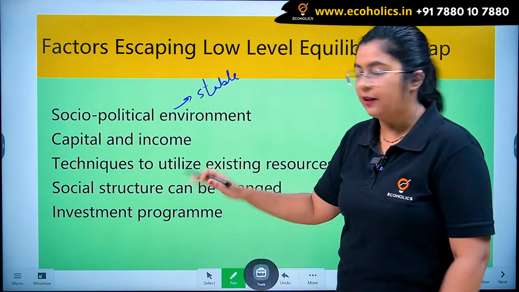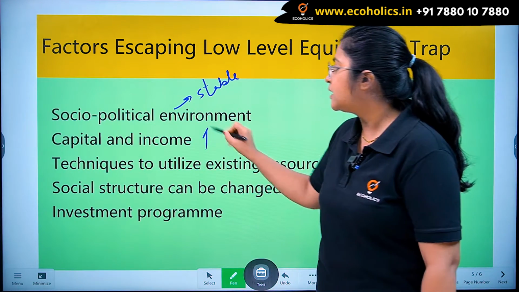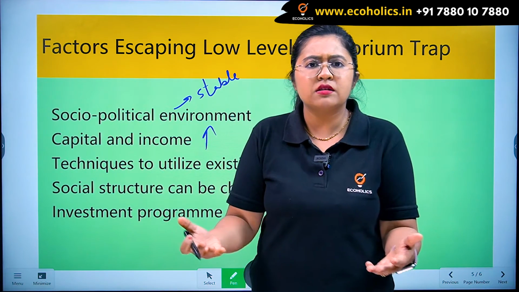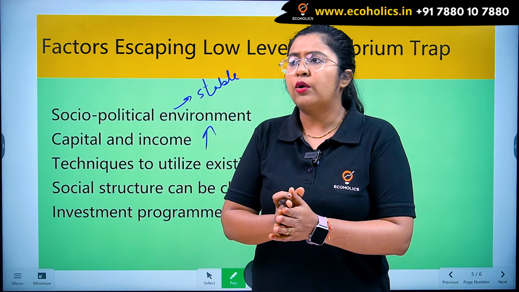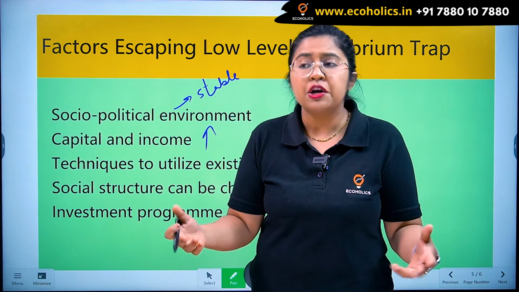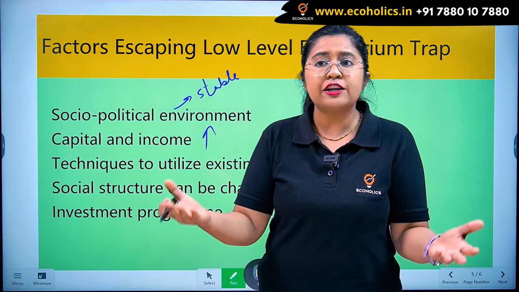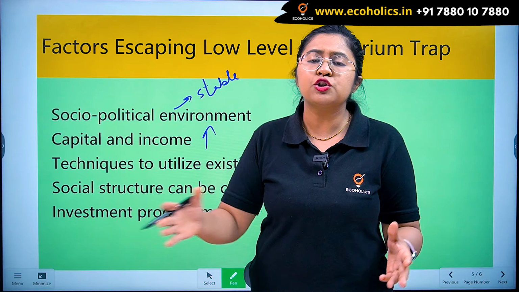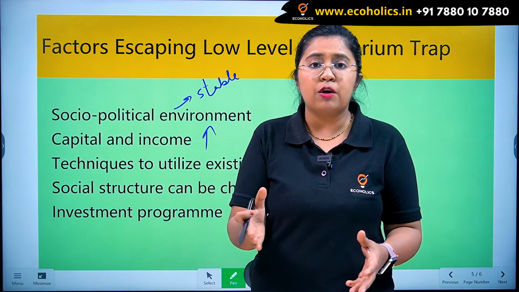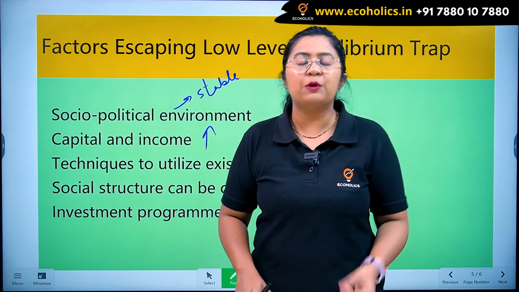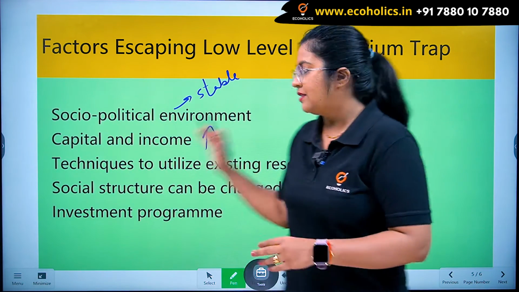So that has to be there. Then the capital income, of course, has to increase. Whether we are talking about some external assistance like grants, or some banking resolutions, some nationalization of banks, or anything which supports the financial structure of the economy, the capital and income that is coming into the economy has to increase. So that's the second thing.